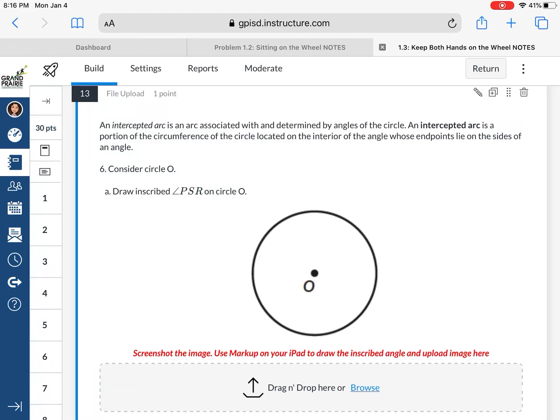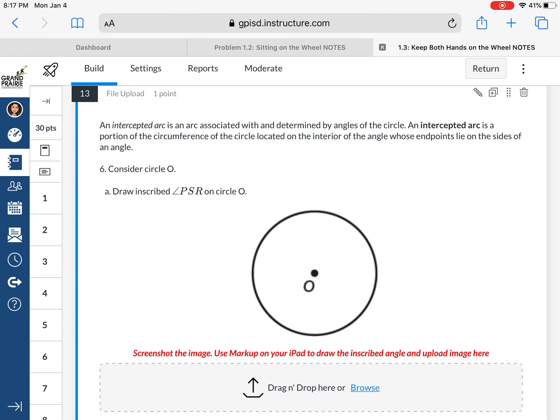Okay, so an intercepted arc is an arc associated with and determined by angles of the circle. An intercepted arc, and this word always reminds me of football for some reason, like an interception. So maybe thinking about it in those terms might help you, go ahead and use that. An intercepted arc is a portion of the circumference of the circle located on the interior of the angle, whose endpoints lie on the sides of an angle. And that sounds kind of far up, right?